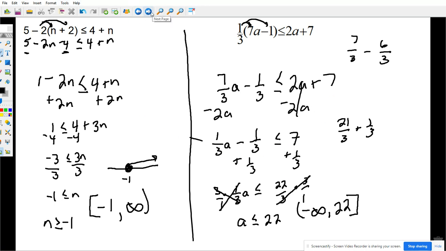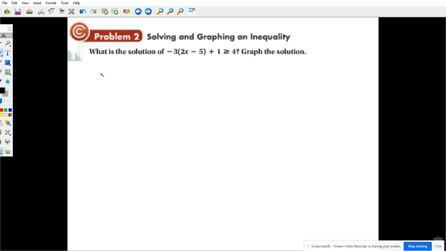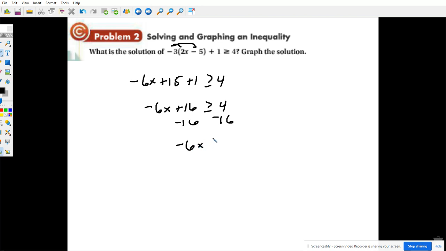All right. Take a look here at the next example. So here, again, I'm going to distribute. That would give me a negative 6x plus 15 plus 1 is greater than or equal to 4. I've got like terms here that I'm going to combine. So negative 6x plus 16 is greater than or equal to 4. I'm going to subtract 16 from both sides. Again, this is just following those steps.